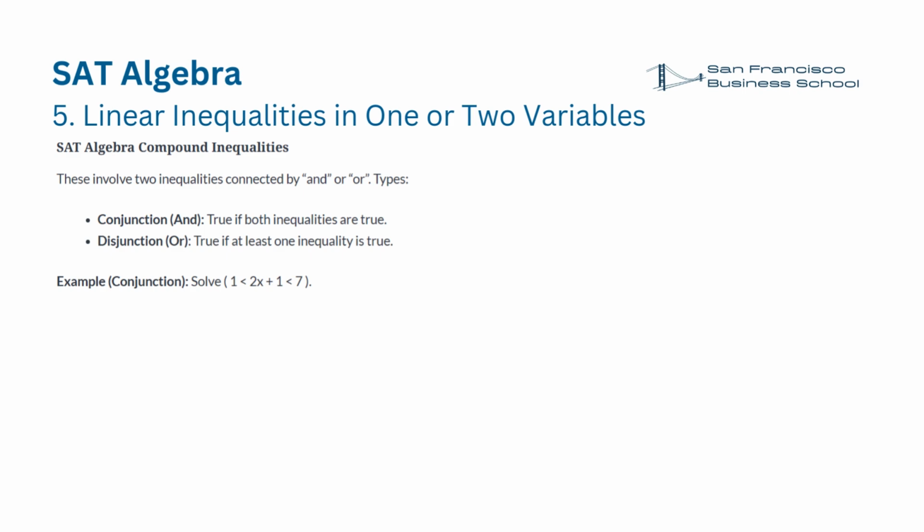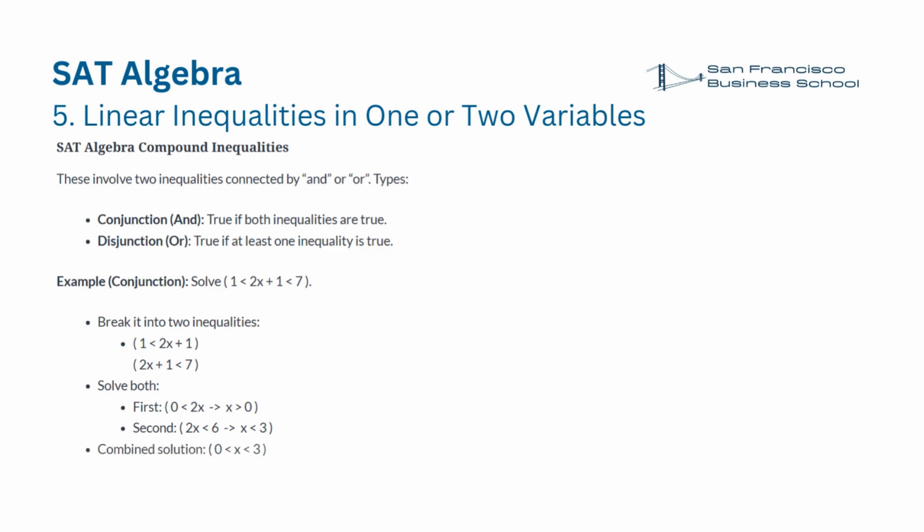Example: conjunction, solve 1 less than 2x plus 1 less than 7. Break it into two inequalities: 1 less than 2x plus 1 and 2x plus 1 less than 7. Solve both. First, 0 less than 2x, this yields x greater than 0. Second, 2x less than 6, this yields x less than 3. Combined solution, 0 less than x less than 3. Graphing, represent this with an open interval on a number line from 0 to 3.